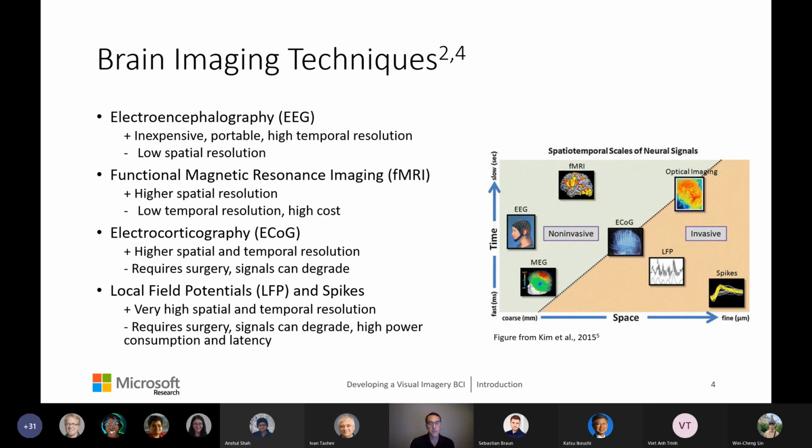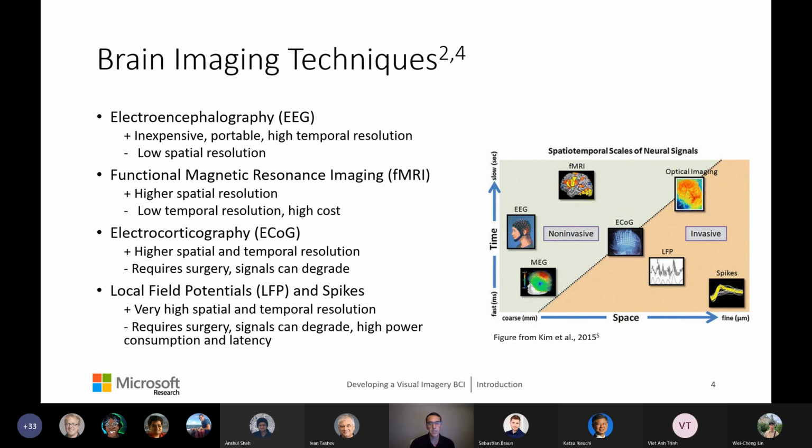EEG is perhaps the most common, most well-used device for BCI applications because of its relatively inexpensive starting cost. It's pretty portable, like you can have just a cap that you slide on easily or electrodes embedded into some other device like headphones. It's got a pretty high temporal resolution, but a low spatial resolution. Because you're trying to record the signals through the skull, through the scalp, it can be difficult to localize where exactly those brain signals are coming from.